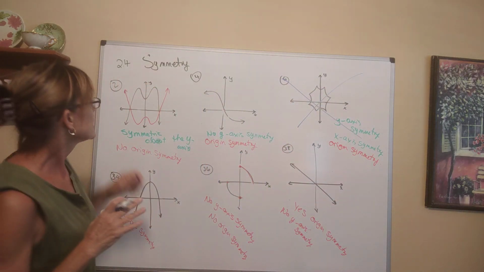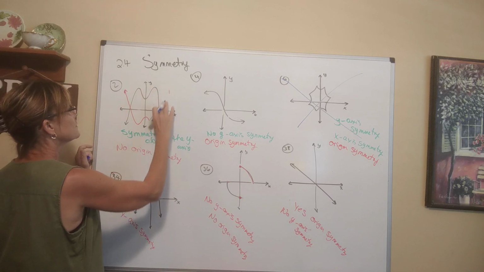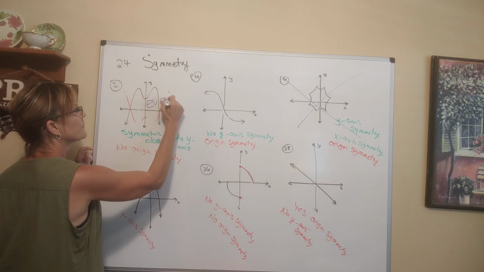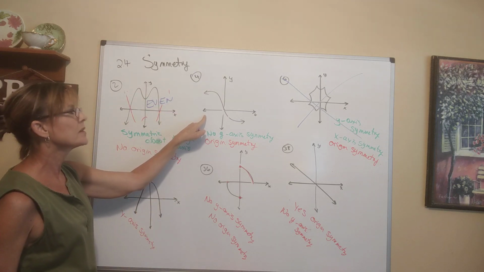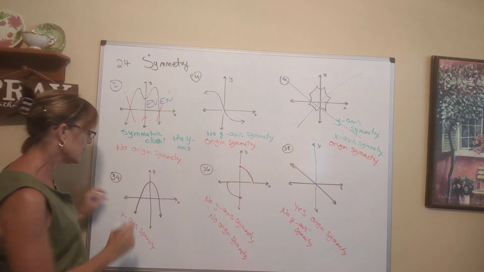Okay, did this have y-axis symmetry? It sure did. It does. So this is an even function. This one's even. Did this have y-axis symmetry? No, it doesn't get the label even. Did this one? Yes, it gets the label even.